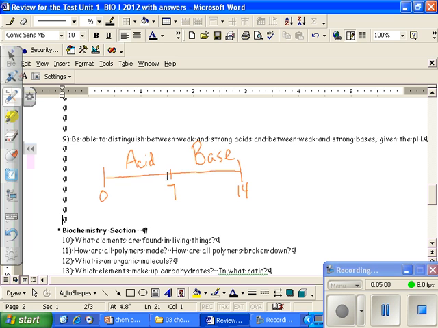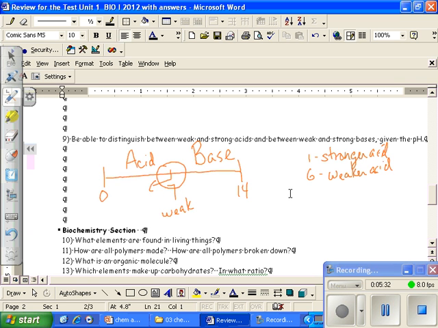Anything from 0 till almost 7 is an acid. Anything bigger than 7 to 14 is a base. Anything near 7 is weak. So if I give you two solutions, one is pH 1 and one is pH 6, one would be the stronger acid, and 6 would be the weaker acid. You know they're both acids because they're on this side of the number 7.